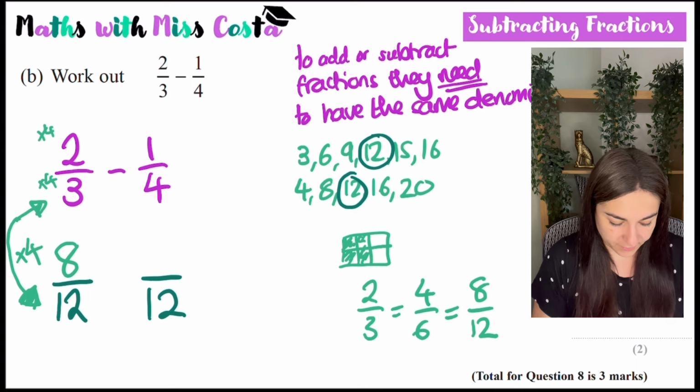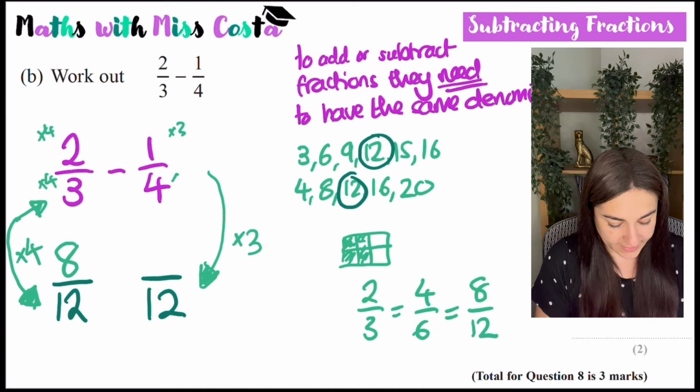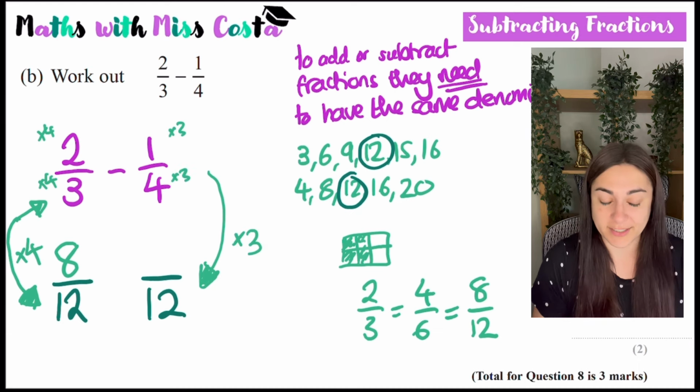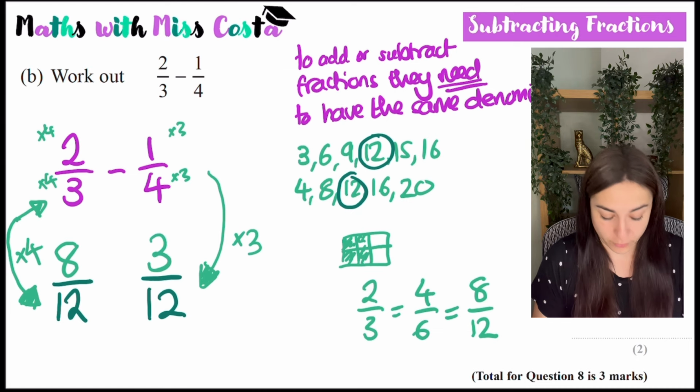And then I go to the other fraction. And what have I multiplied 4 by to get to 12? I've multiplied it by 3. So then I'm going to multiply each part of this fraction by 3. 1 times 3 is 3, and 4 times 3 is 12. I've already done that.